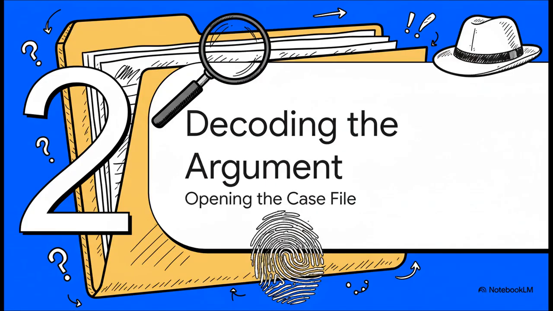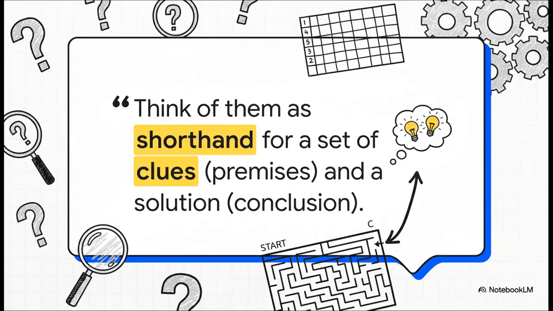Okay, every detective needs a case file, so let's open ours up and take a look at the argument we're going to be investigating today. It's time to decode the clues. Now, I know what you're thinking. These symbols might look a little intense, like something out of a math class, but don't worry about it. Just think of them as shorthand. We've got a set of clues, our premises, and a proposed solution, the conclusion. Our job is to figure out if those clues really lead to that solution.